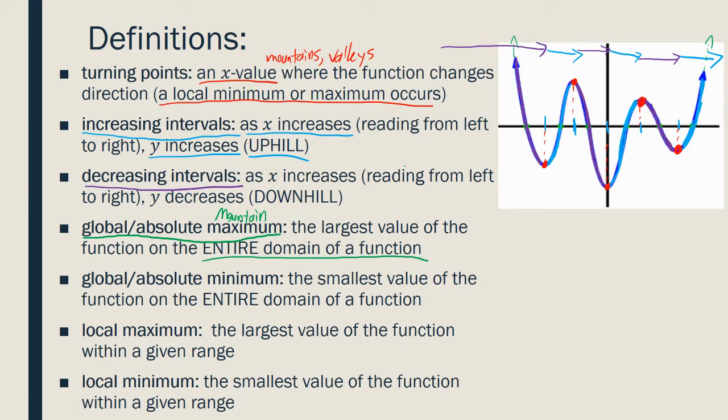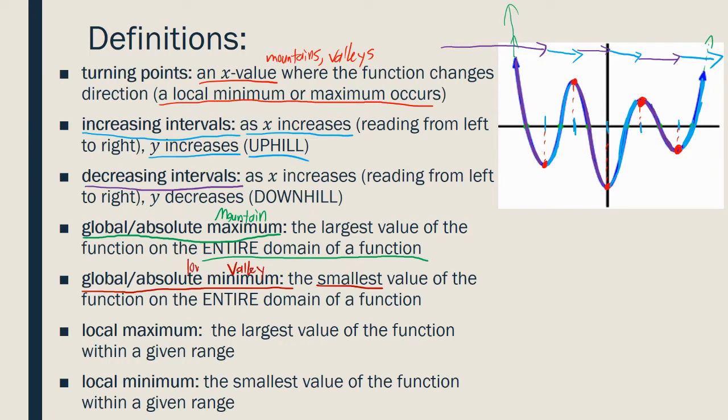It just keeps getting taller and taller. We'll see some examples on other functions where that's not the case, but the global maximum is the largest value of the entire function over the entire x-axis, the tallest mountain. The global or absolute minimum, let me switch colors again. I'm going to run out of colors. The global or absolute minimum is the smallest value of the function on the entire domain, or the lowest valley.